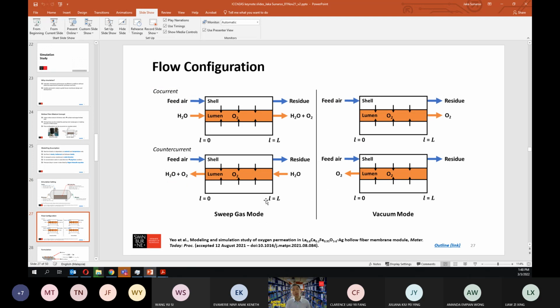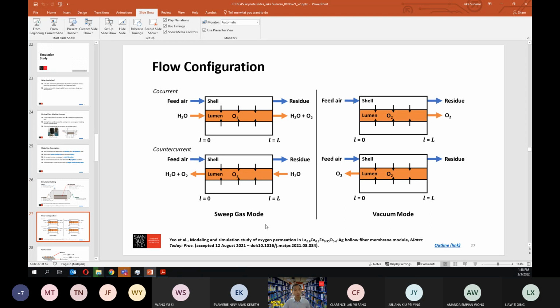Then these are the configurations that we are interested in investigating. This one is co-current. The other one is counter-current. The co-current one is basically where you use the same parallel configuration for the air and the sweep gas.